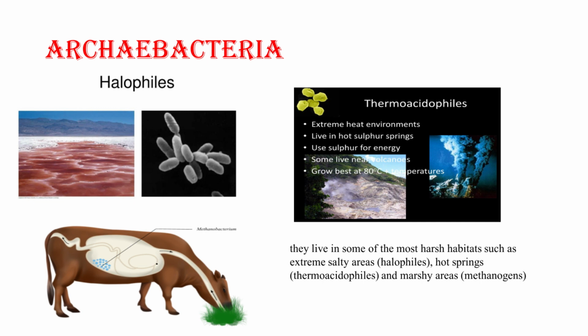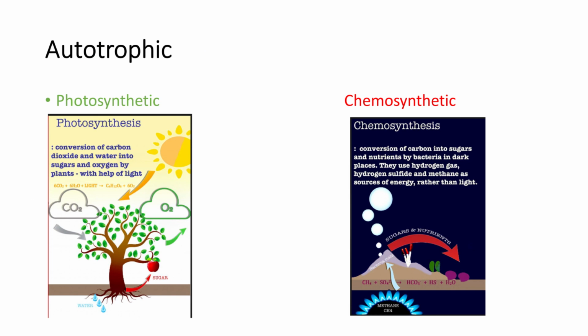Some of the bacteria are autotrophic. They synthesize their own food from inorganic substrates. They may be photosynthetic, those that use sunlight and create their own food, and the others are chemosynthetic, those that convert inorganic materials and create their own food. They do not depend on sunlight. They are mostly found at the deep sea bottom.